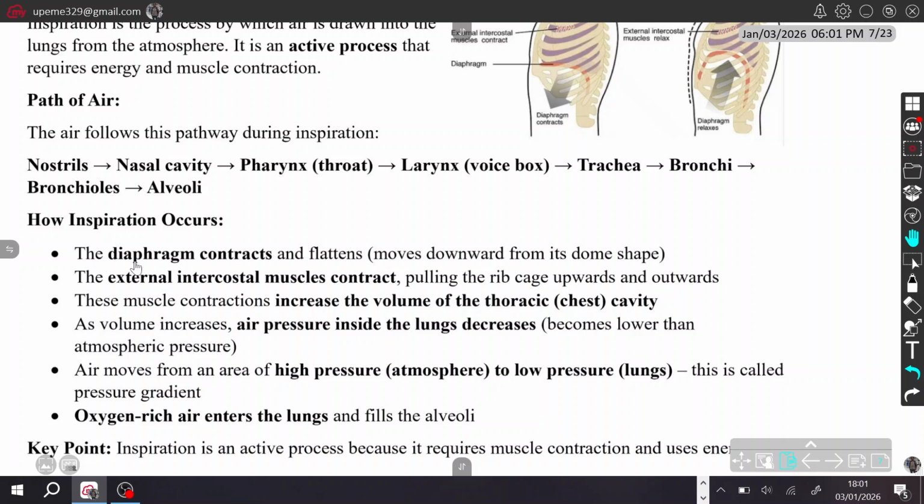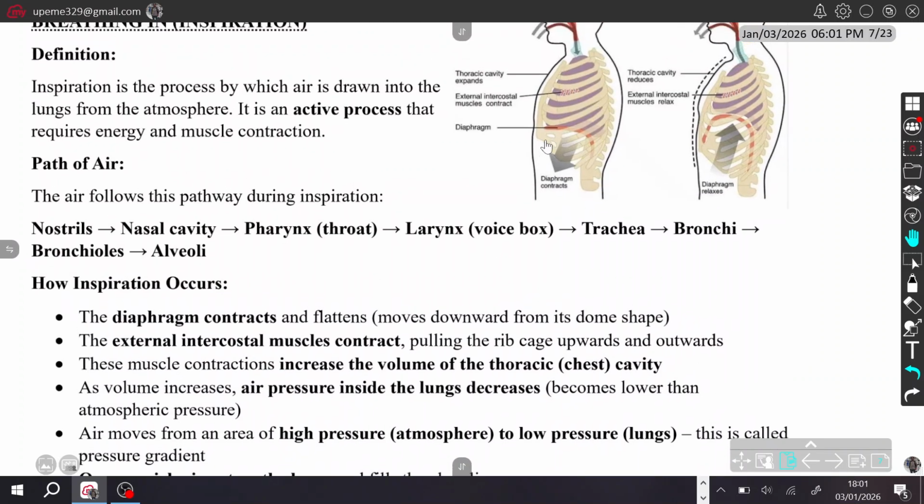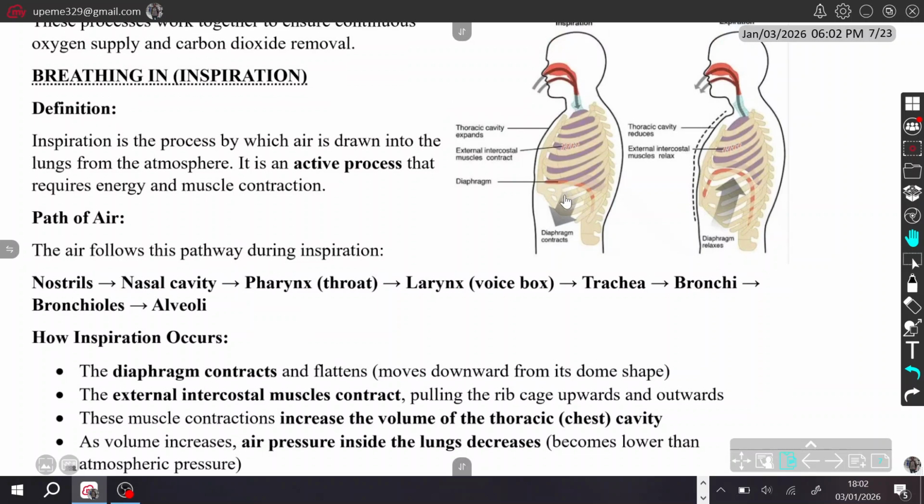Then how does inspiration occur? Inspiration occurs in this way. Number one, the diaphragm contracts and flattens. So when air is getting in, the diaphragm contracts. To contract, it becomes smaller. The muscles tighten themselves. That's what we mean when we say it contracts. So if this process happens, it moves downward from its dome shape.